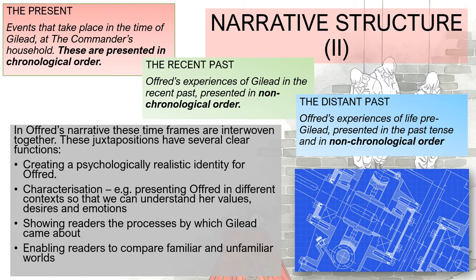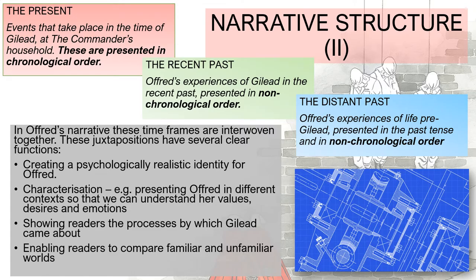These form a kind of characterization of Offred as a loving mother, full of maternal desire, maternal instincts, maternal care. These are things that we can really relate to in Offred, and it's a vital part of her characterization. But these juxtapositions also show us things perhaps more broadly, not just about Offred, but about society. They show us the processes by which Gilead, or a dystopian society, can come about.